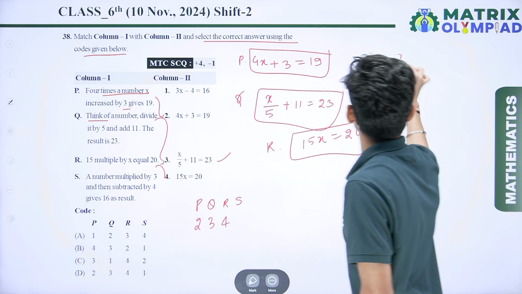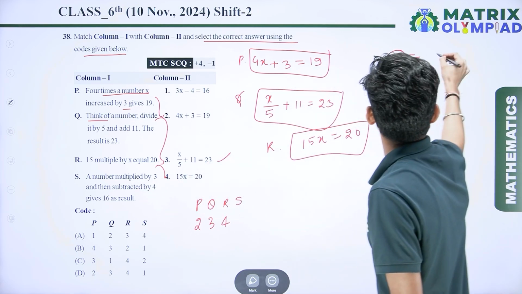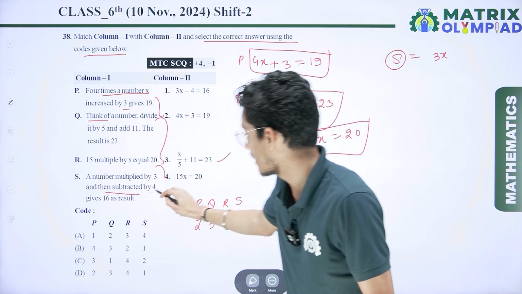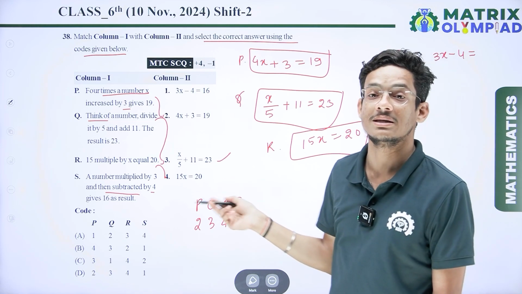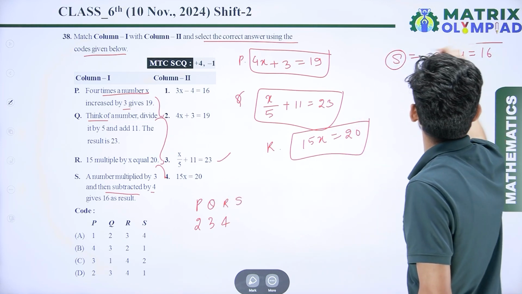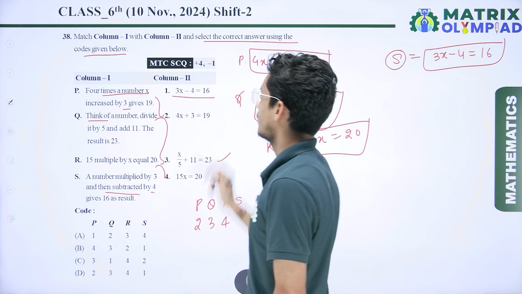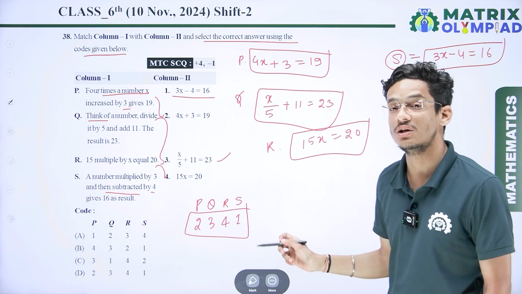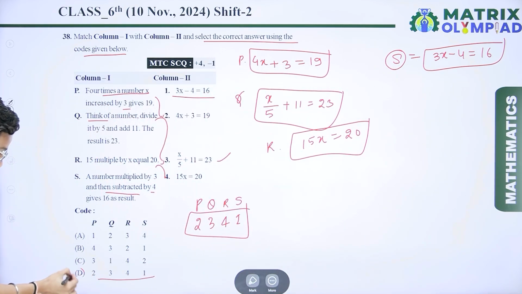If I talk about S, a number, let's assume x, is multiplied by 3, then subtracted by 4, and the result we get is 16. So I write here 16. That is 3x minus 4 is equal to 16. It means S is connected to 1. So here we have the answer 2, 3, 4, 1. So where is 2, 3, 4, 1? I can say that option D is the correct answer over here.